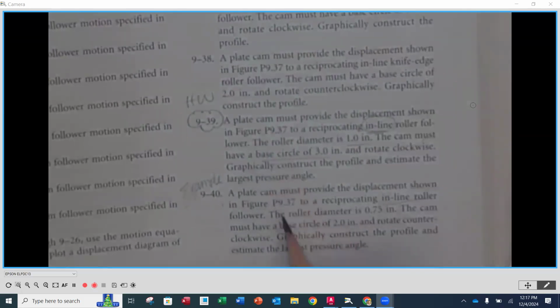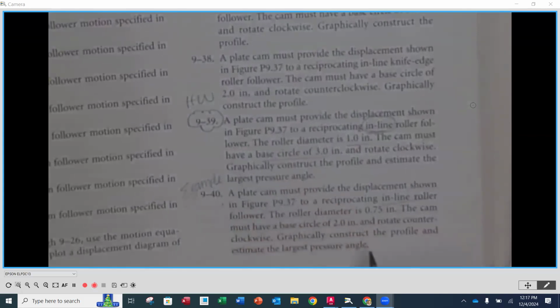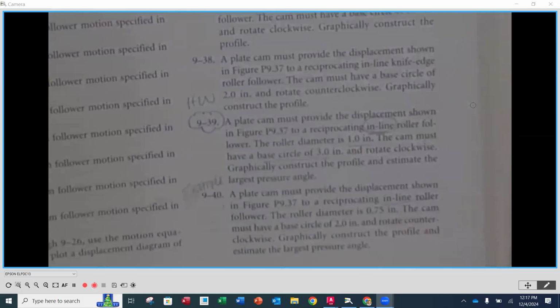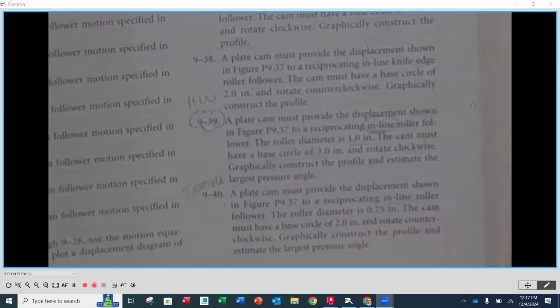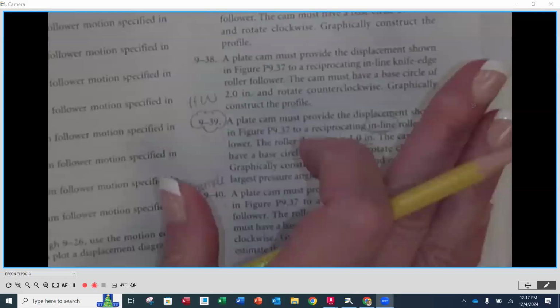followers with a plate disc. And there are some differences here. So we'll just go through and talk about problem 940 as our example here. So this is going to be a plate cam that must provide the displacement shown in figure 939. So what they did, I'm going to turn the page here.